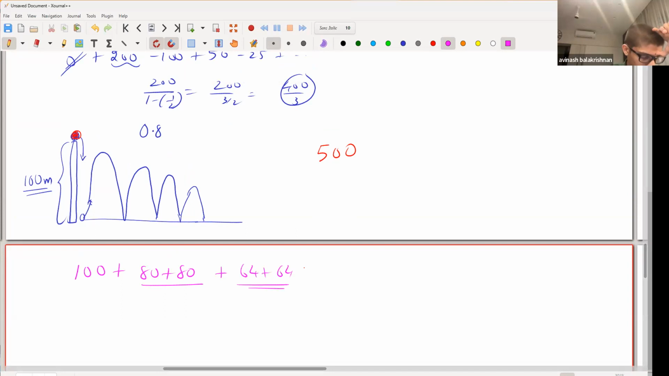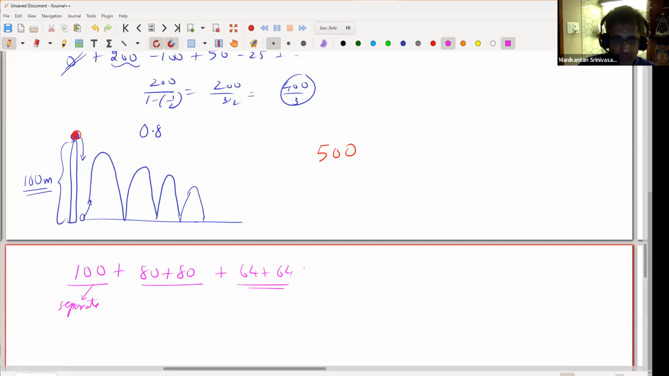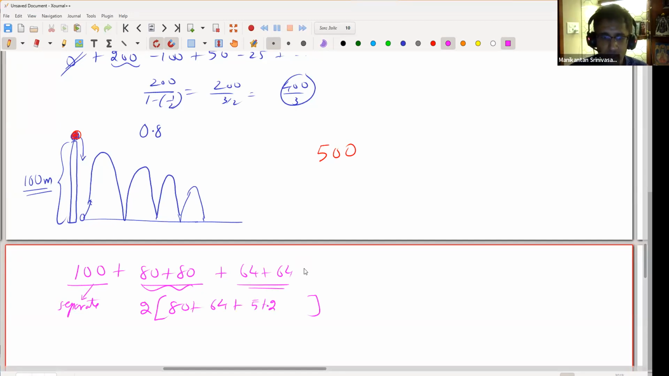Right. So the first one alone has to be counted separately. That's the extra catch. So anyway, let's complete this. That was the only catch, right? So you can do it in two ways. Either I can keep this 100 separate, and then I'll start my geometric progression from here onwards. I'll say 2 times 80 plus 64 plus whatever the next one is, 0.8 times 64 is 51.2, and so on.